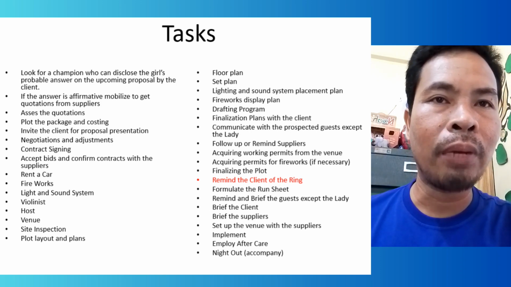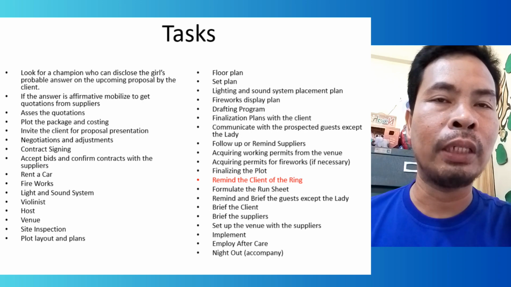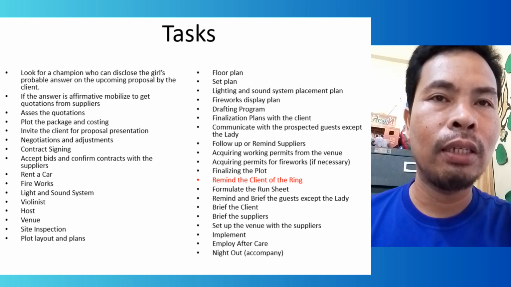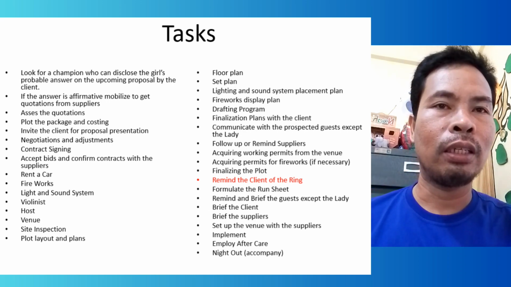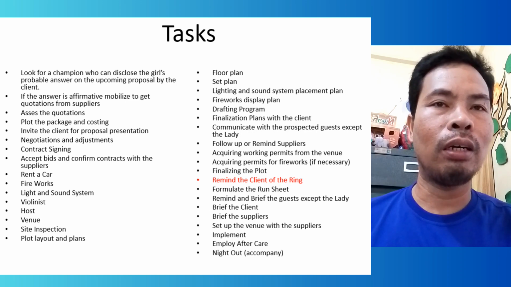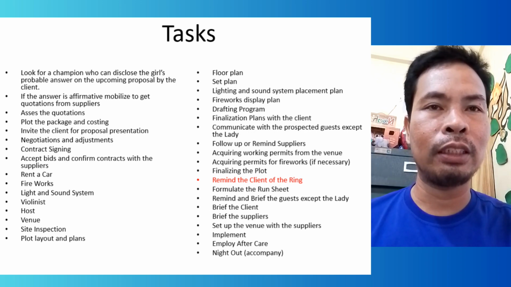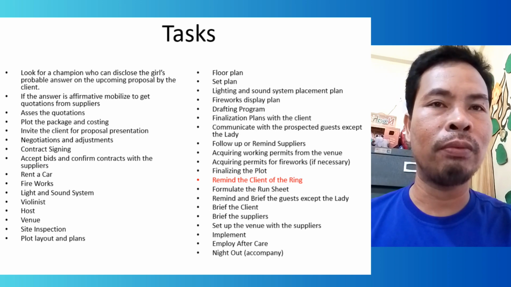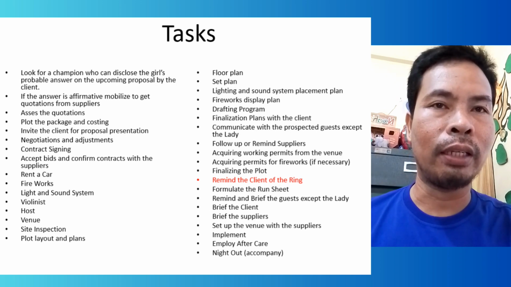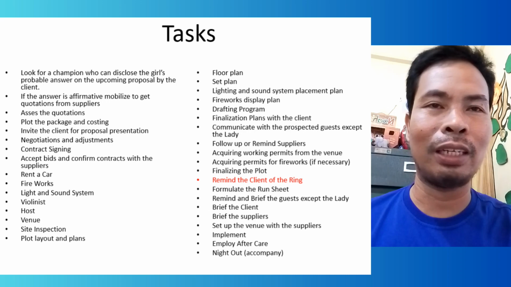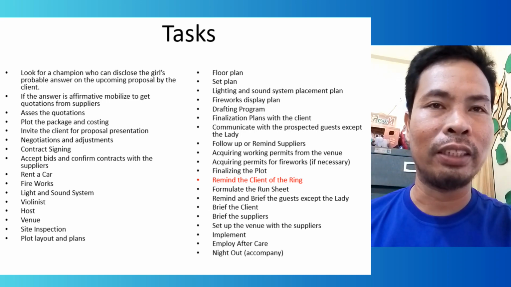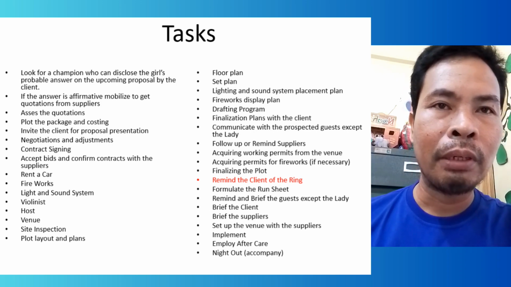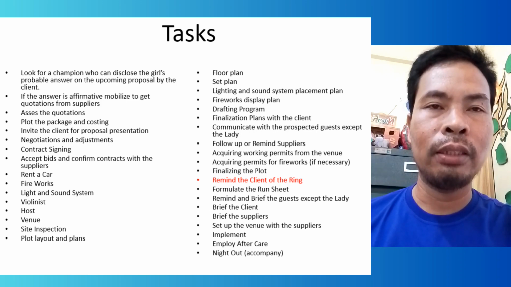Then finalizing the plot. After you have finalized the plot, one of the most important things in this kind of event is to remind the client of the ring. We might have all things prepared, but the client forgot to have an engagement ring. It's really hard to forget the engagement ring. It's a disaster. Then formulate the run sheet.